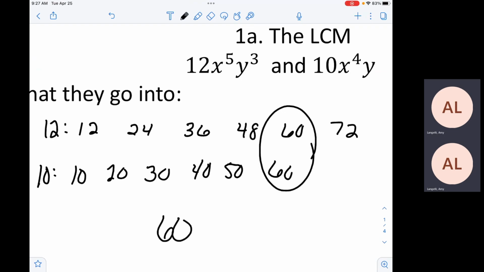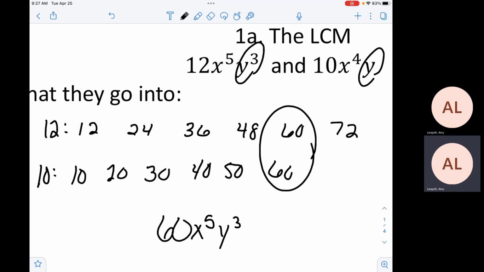What about x's? X to what power? It is the 5th. And y to what power? The 3rd or the 1st? 3rd. Very good. I just need to verify that my sound is working so I don't have to redo all this again tomorrow. Testing sound. Okay, we're good.